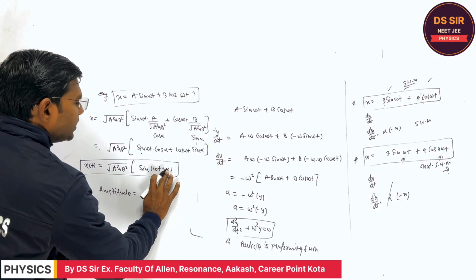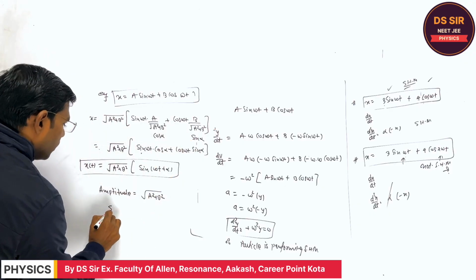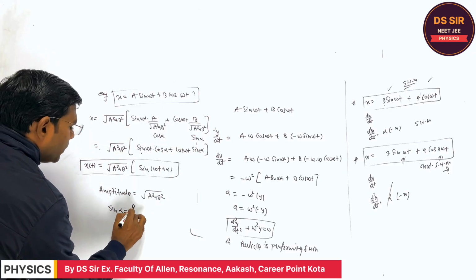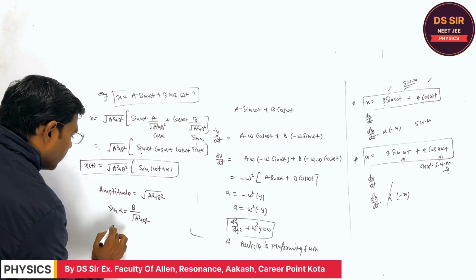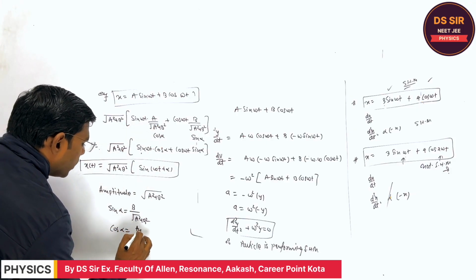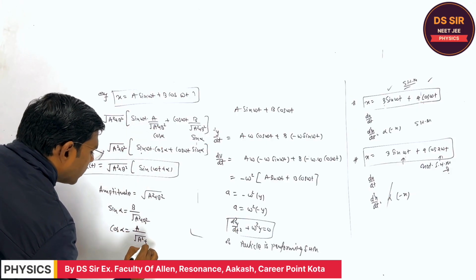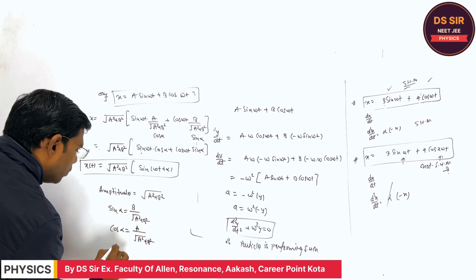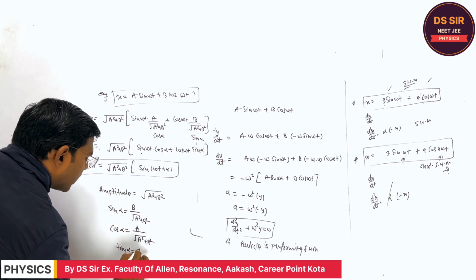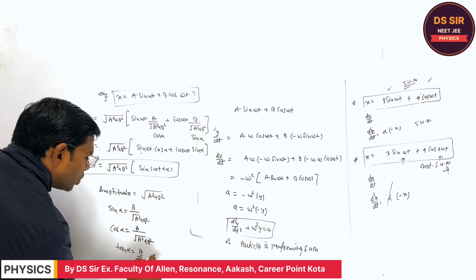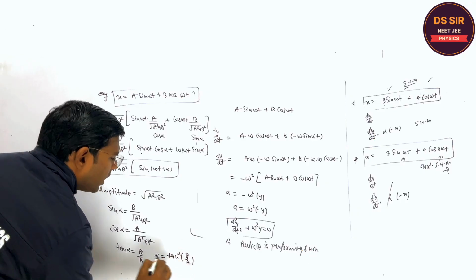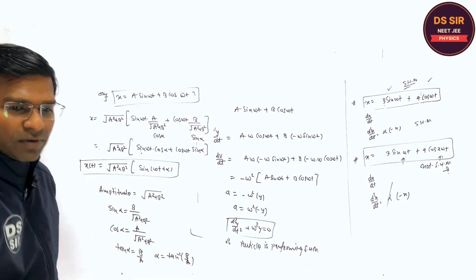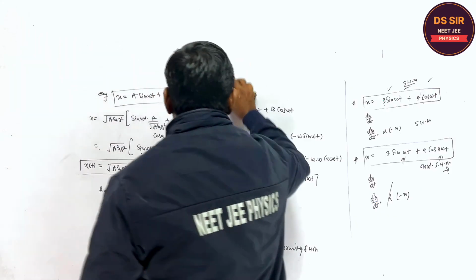So how to find this initial phase? Sin alpha is equal to what? It is equal to b upon root over a square plus b square. What is the cos alpha? You tell. It is equal to a upon root a square plus b square. If you divide 1 and 2, you will get tan alpha equal to b by a. So the initial phase is tan inverse b upon a. Are you getting or not? Yes, Varsha, please tell the solution.